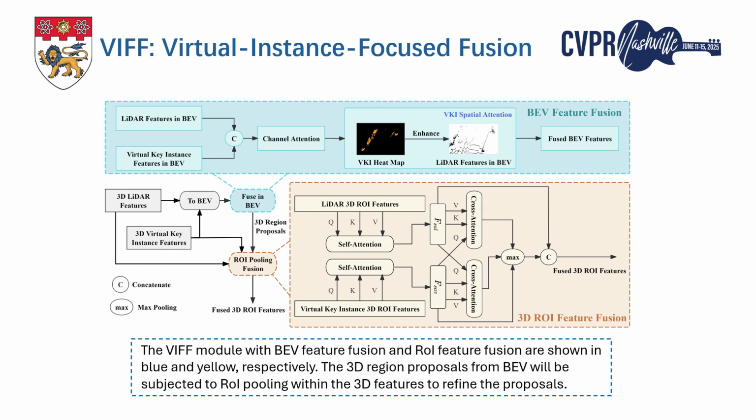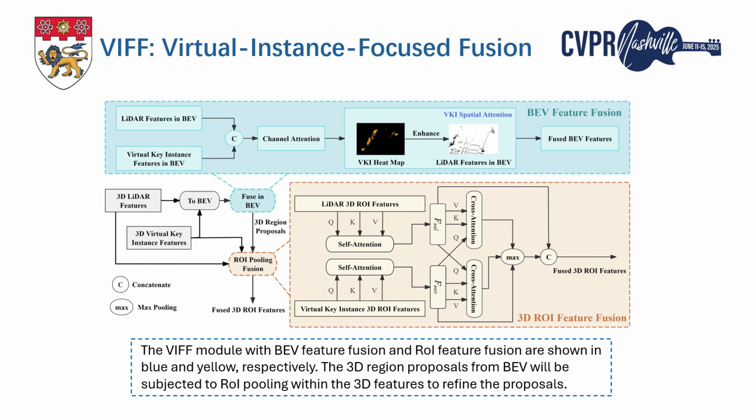VIFF, Virtual Instance Focused Fusion. The proposed VIFF module comprises two aspects of the fusion strategies: BEV feature fusion and ROI feature fusion. They are designed to fuse the features of VKIs with those of LiDAR points across multiple dimensions. VIFF employs a thorough and effective fusion approach within the BEV space, enhancing features and highlighting the key regions at both channel and spatial levels. For BEV feature fusion, after the BEV features are concatenated, a channel attention mechanism is applied to determine the importance of each channel. With this, a VKI spatial attention is applied to emphasize the important regions within the BEV features.